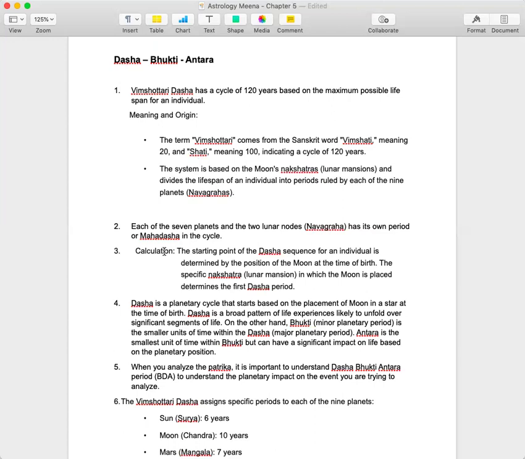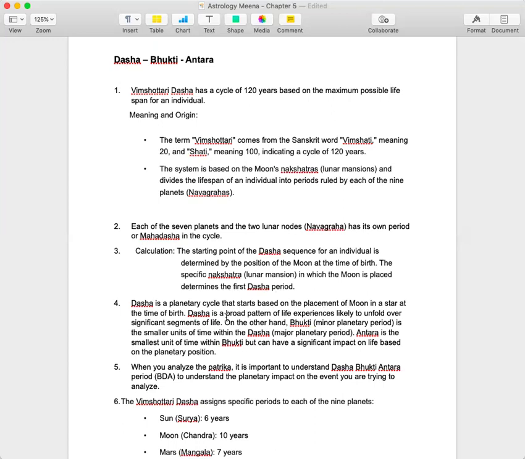Now, how do you calculate? The starting point of the dasha, or the sequence for an individual, is determined by the position of the Moon at the time of birth. That's the start, like which dasha is going on, or where the Moon is placed. It determines the first dasha. So dasha is a planetary cycle that starts based on the placement of the Moon in the star at the time of birth.